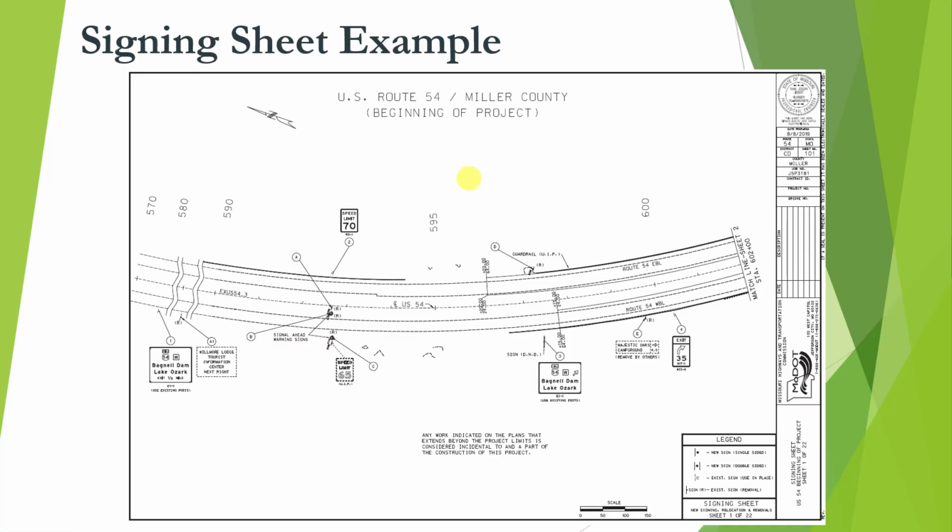This is signing as in like the Bagnell Dam Lake of the Ozark sign, or the other Bagnell Dam Lake of the Ozark sign. You also see existing signs, and they'll either list them as use in place like this one, or they'll be removed by others and they'll list it out there. So there's a sign out here, Majestic Oaks Campground. It's going to be removed by others. So anyway, this is a nice example of a signing sheet.